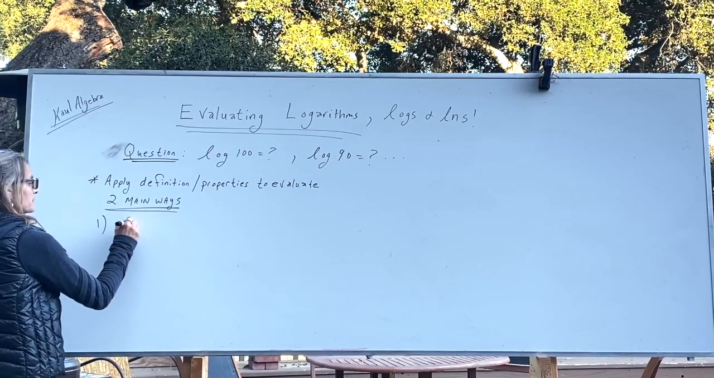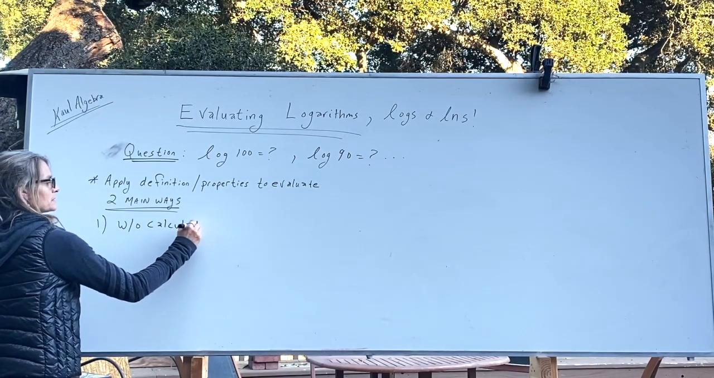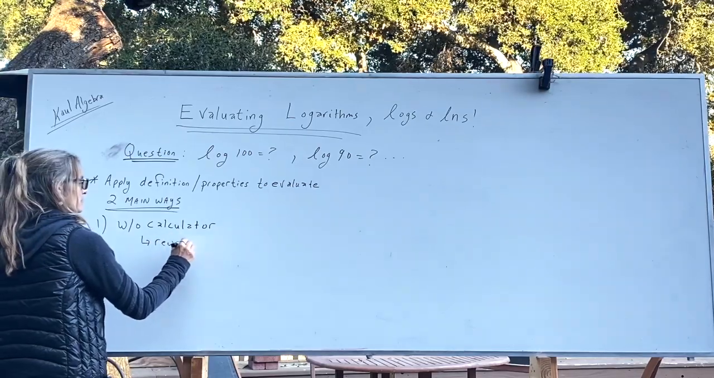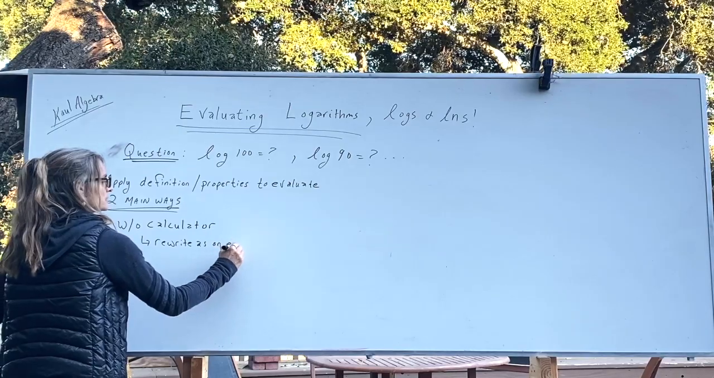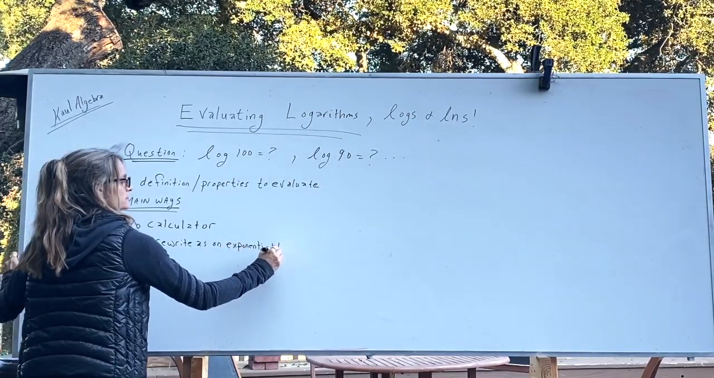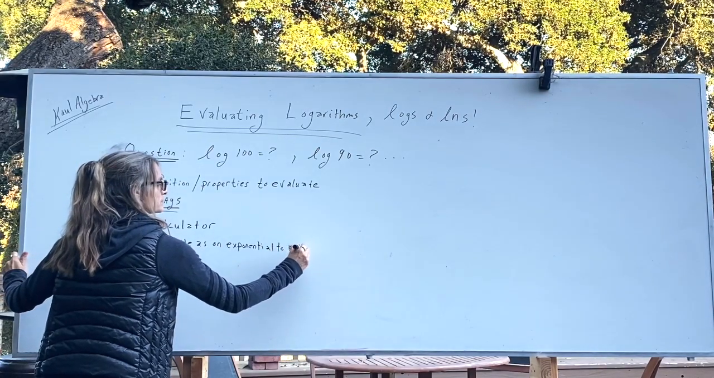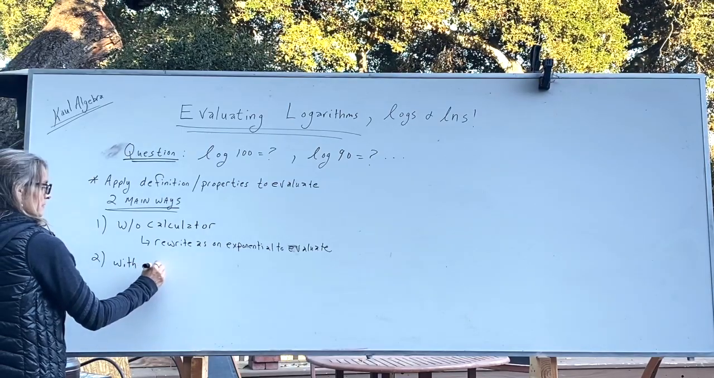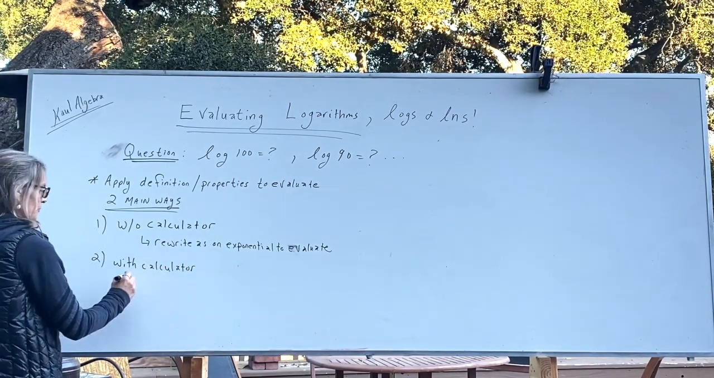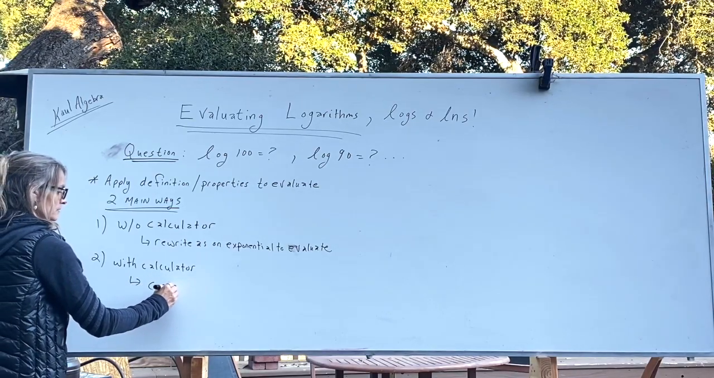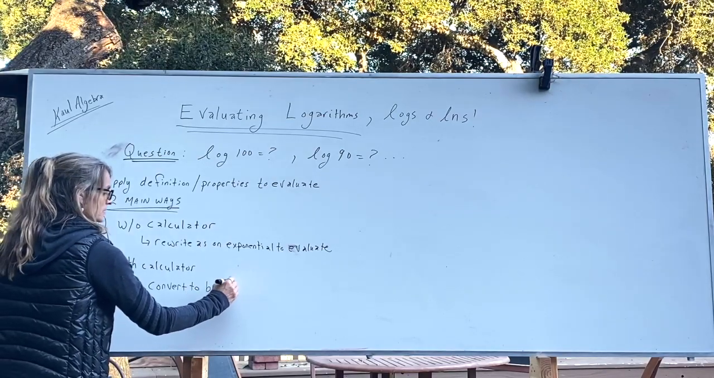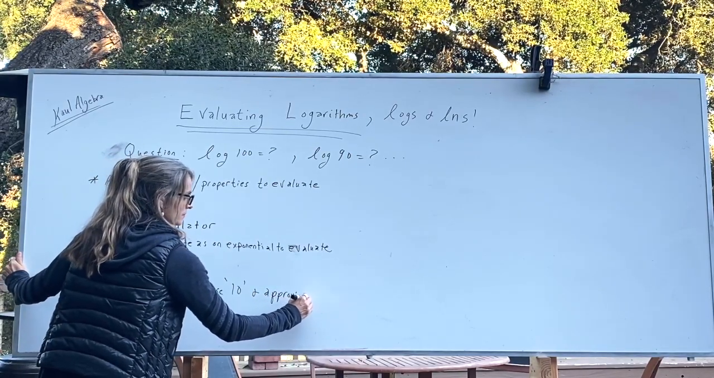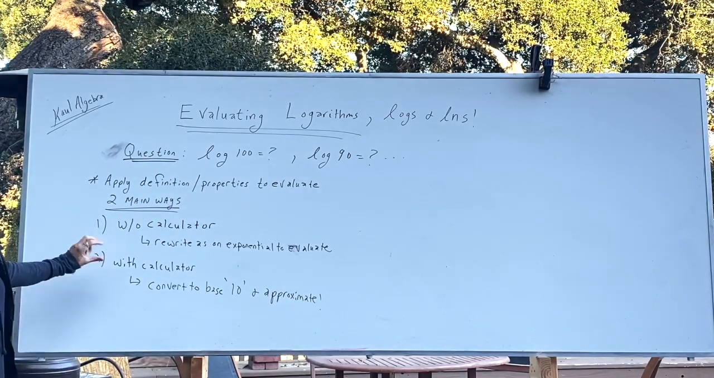So one is without a calculator, and what we do is rewrite as an exponential to evaluate. And the other main method is with a calculator. What we have to do is make sure we convert to base 10 and approximate. So those are going to be our two main methods we'll work with today.